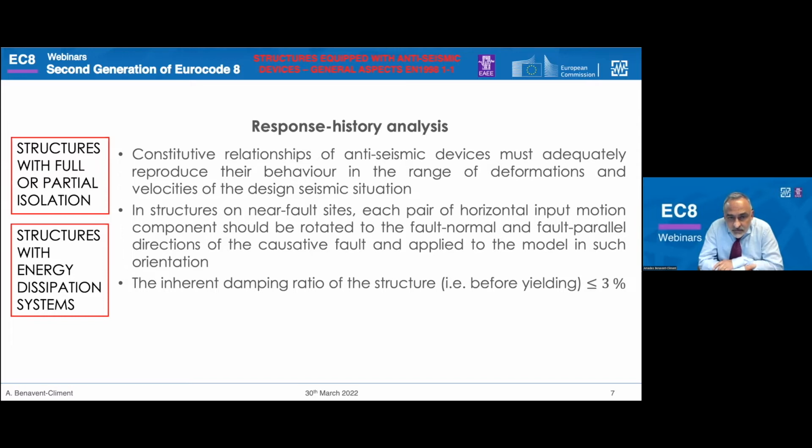In case of structures that are near fault, each pair of horizontal input motion components must be rotated to the fault normal and to the fault parallel directions. And the maximum damping ratio that is allowed in this method is 3%.